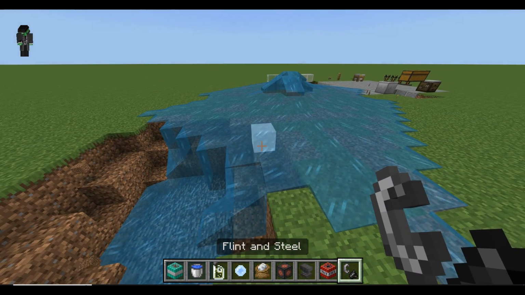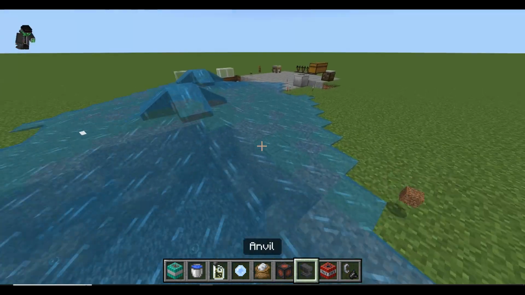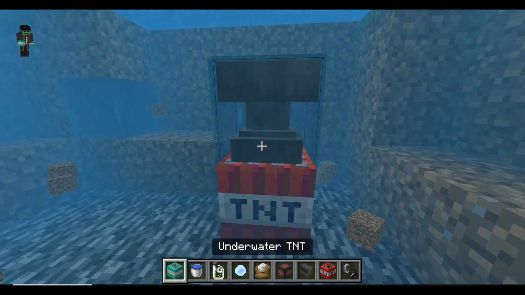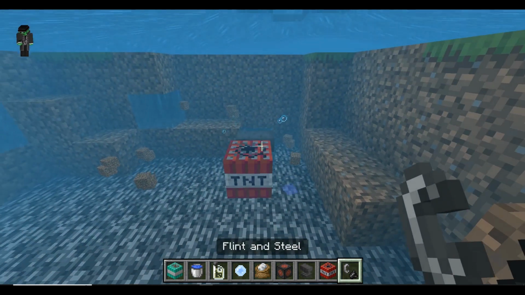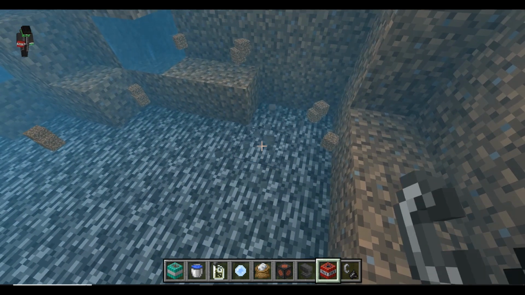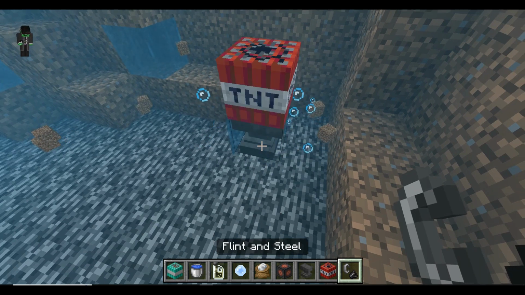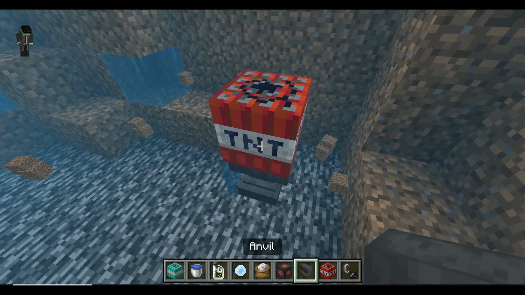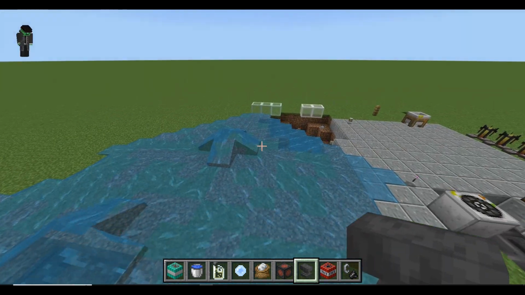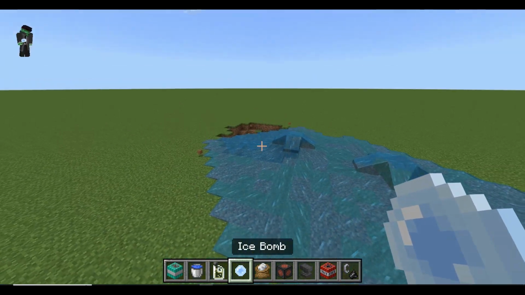So underwater TNT, it blows up stuff underneath. Or really, you could just do this. Works just as well. Actually, yeah, I did it wrong. Just give it a second. Oh, come on. There's a way to do it. You need to be in a proper ocean.